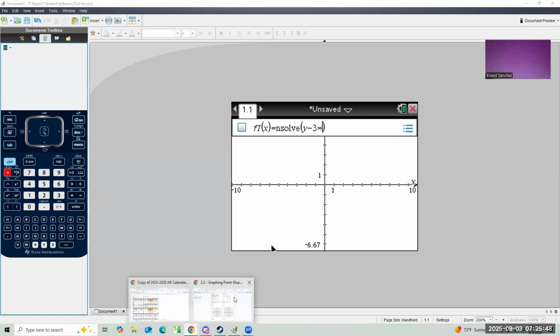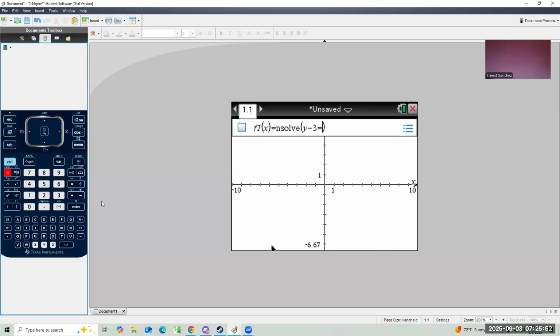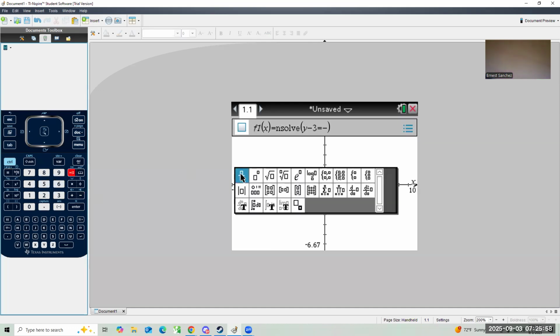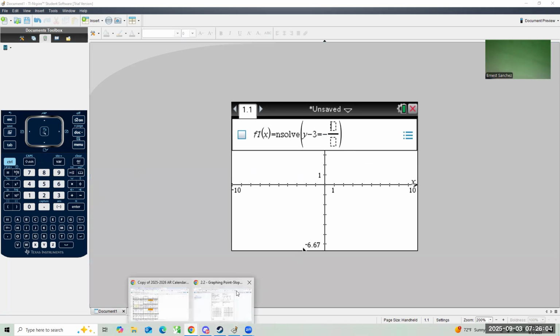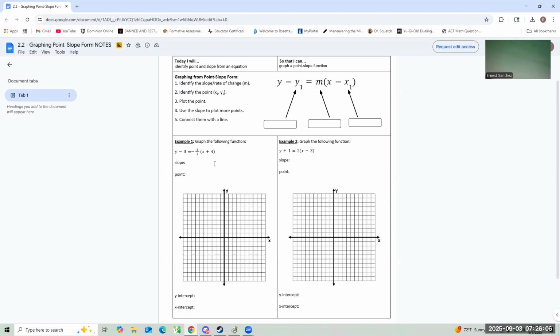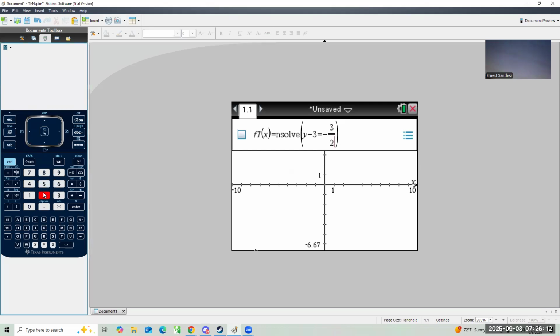equals -3/2. There's two ways you can make the fraction. You could do these three buttons here by the book and get a fraction, or you can do control division. Both of them will make a fraction, okay? I already figured out what the number was. 3/2. 3 on top, 2 on bottom.